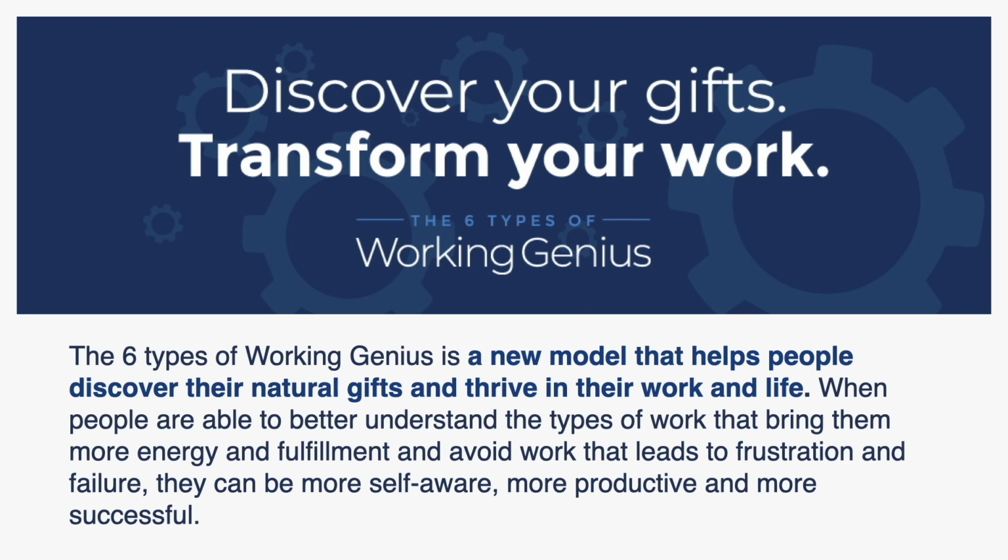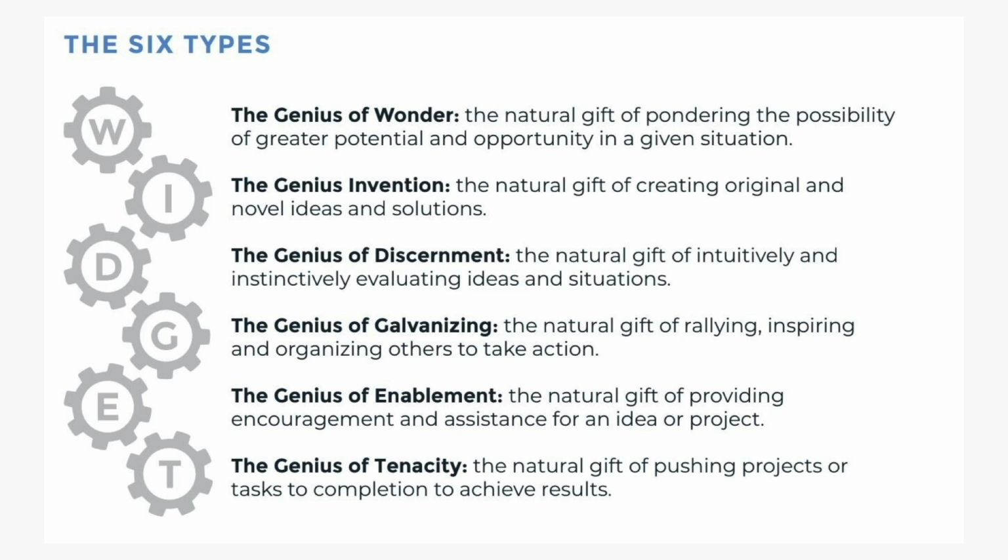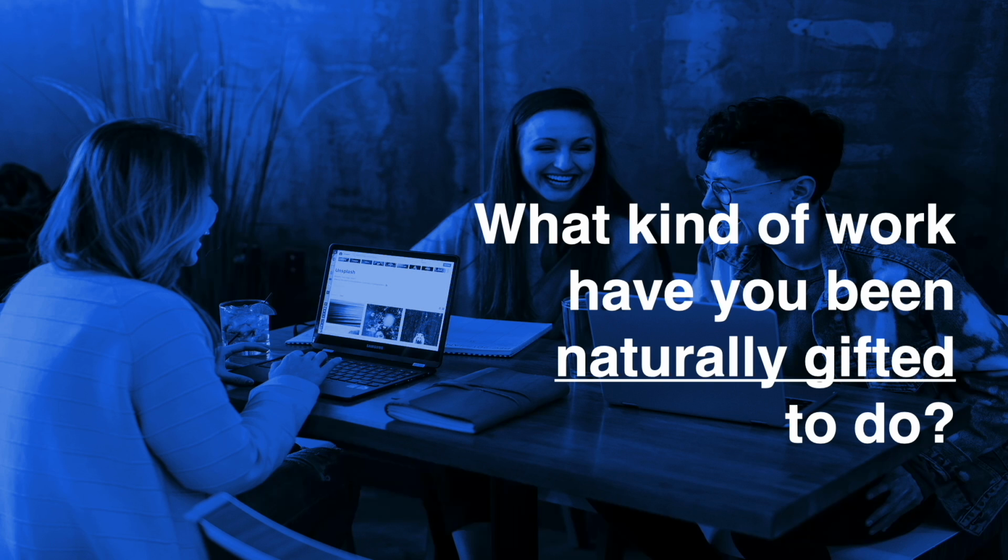Now it's time for the main event. We're going to take a look at the model that we're comparing all these other models to, and that is the 6 types of working genius. As you know, this is a new model that helps people discover their natural gifts and thrive in their work and life. There are 6 types of working genius. There's the genius of wonder, invention, discernment, galvanizing, enablement, and tenacity. Those are the 6 types of working genius.